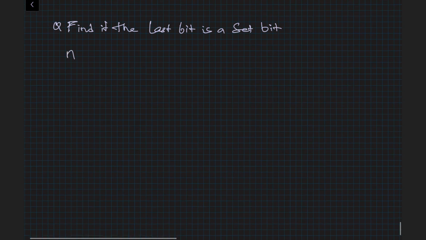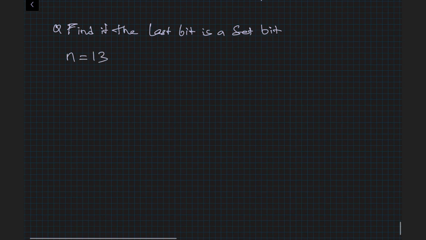So the question is, find if the last bit is a set bit. Okay, now let's understand this with an example. Let's say we are given a number n and it is 13. So the binary representation of 13 is 1101. Now if you observe this number, the last bit is a set bit, and the question is asking to check if the given number's last bit is a set bit or not.